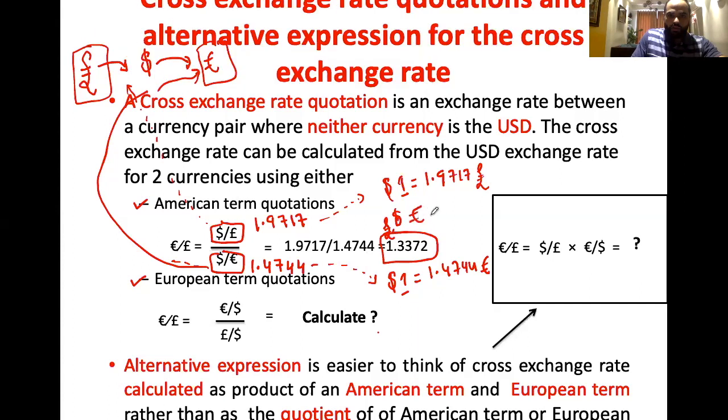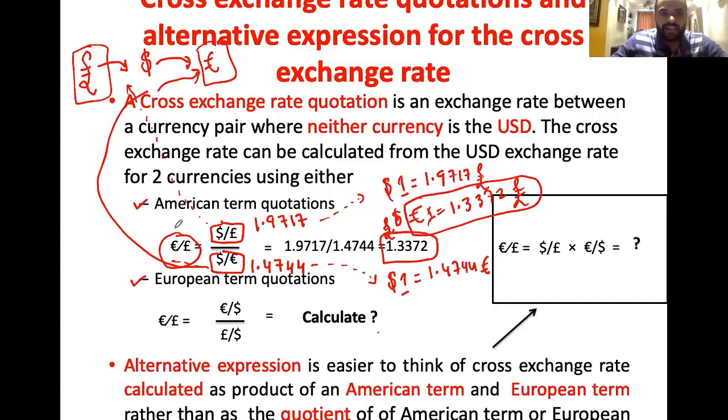1 euro equals 1.3372 pounds. That's the meaning of this. All right, so that's what we are estimating. So with the help of these American terms, we can convert any currencies, we can estimate any currency's value.